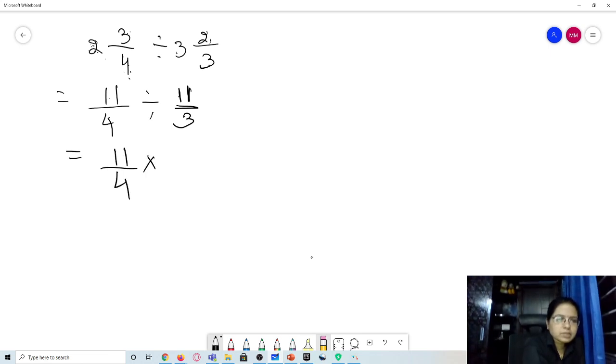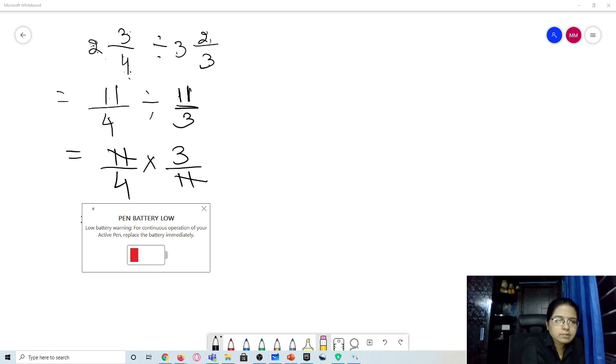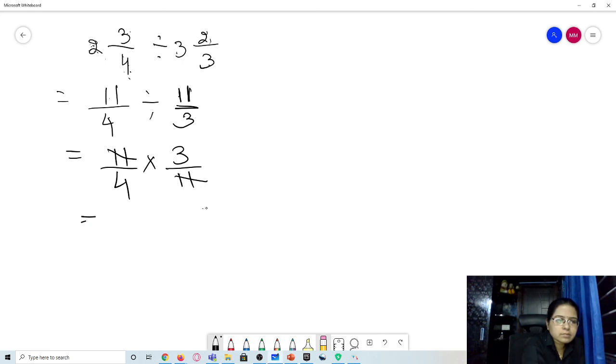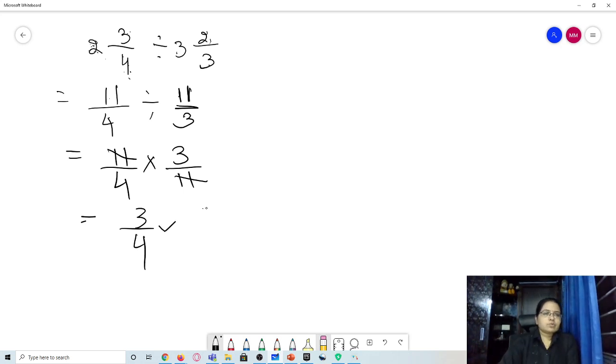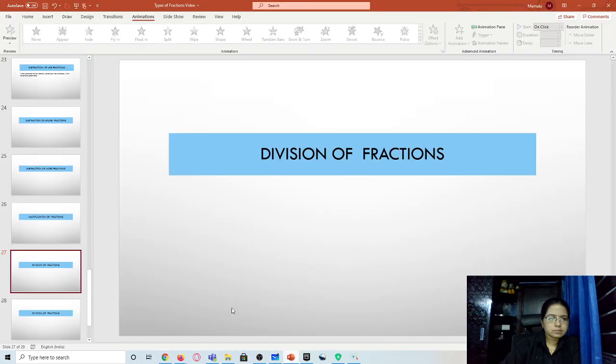Now multiply with the reciprocal of this fraction 11 divided by 3. The reciprocal of 11 divided by 3 is 3 divided by 11. Now cancel this 11 and 11. 3 divided by 4. This is the answer. So 2 3 divided by 4, division of 3 2 divided by 3 is 3 divided by 4. This is the answer. Division of fractions done.